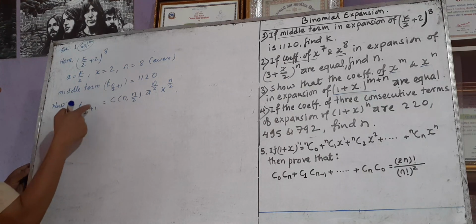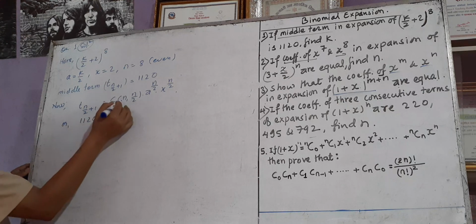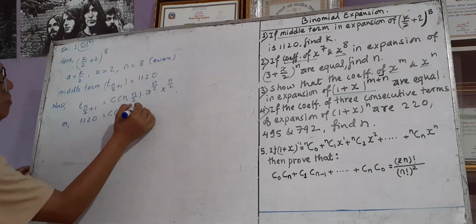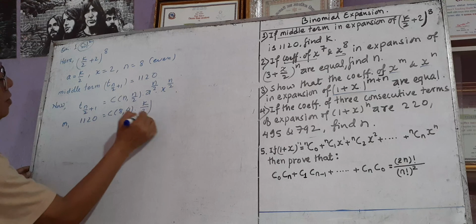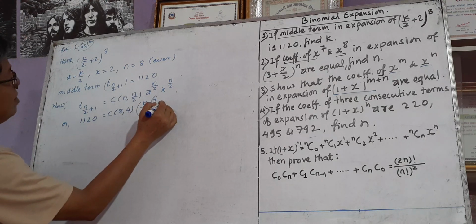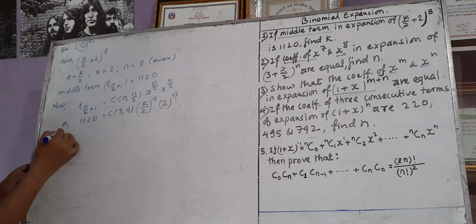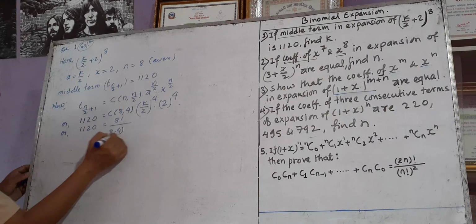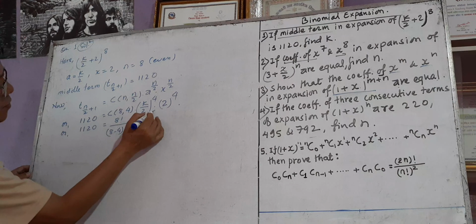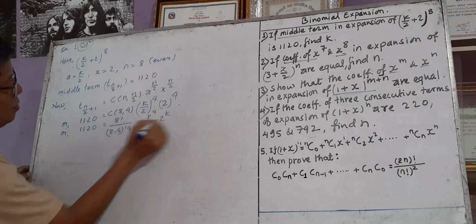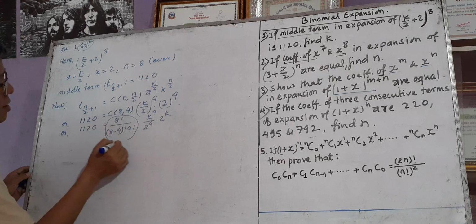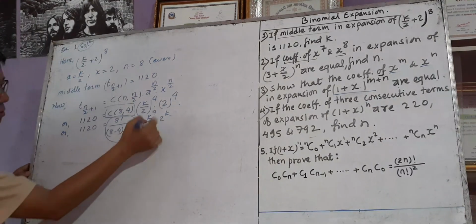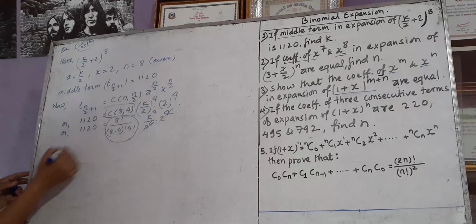So the value of t of n/2 plus 1 is 1120, and C(n, n/2) is C(8, 4), where n/2 is 8/2, that is 4, times a, which is (k/2) to the power 4, times x, which is 2 to the power 4. On simplification, 1120 equals 8 factorial over (8 minus 4) factorial times 4 factorial, times k to the power 4 over 2 to the power 4, times 2 to the power 4. This is the formula of combinations. So the 2 to the power 4 terms cancel out.